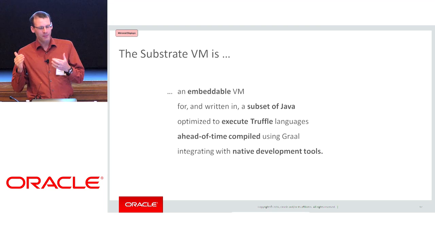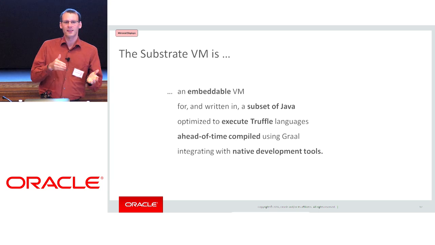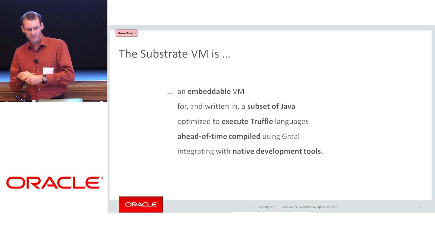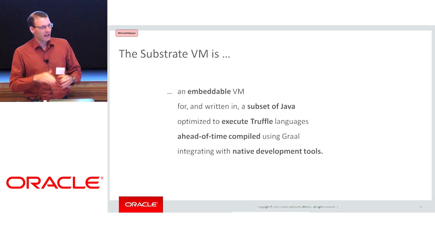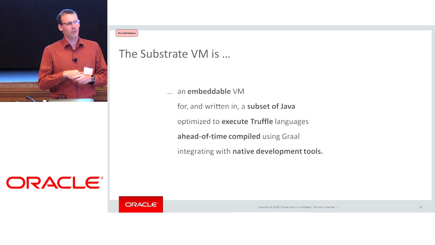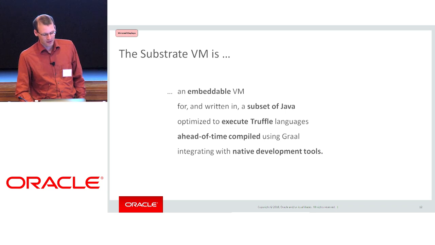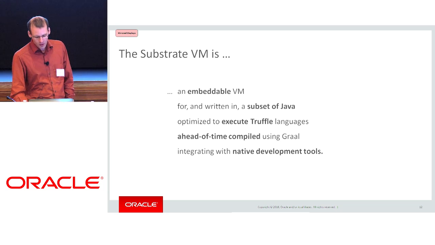It's actually written in a subset of Java, because we simplify our life by saying, well, we don't need things like dynamic class loading or reflection. So we really focus on stuff that Truffle needs. Ahead-of-time compile all this Java code using Graal, and then we get a static executable, and we can debug and profile that with all the usual low-level tools like GDB or VTune or all of your native code profilers.